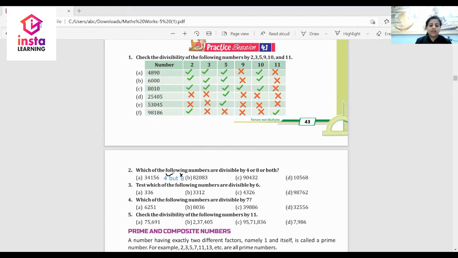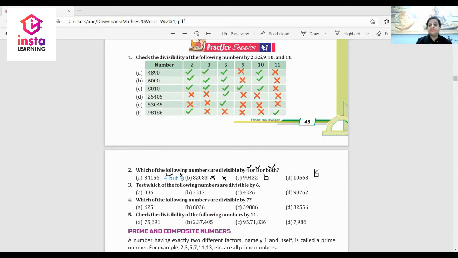After that, 82083 is the number that is not divisible by 4 and not divisible by 8 also. 40432 is the number that is divisible by 4 also, 8 also, which means it is the number that is B. We will write here B. After that, 10568 is the number that is divisible by both. So we will write here both. B for both. Okay.